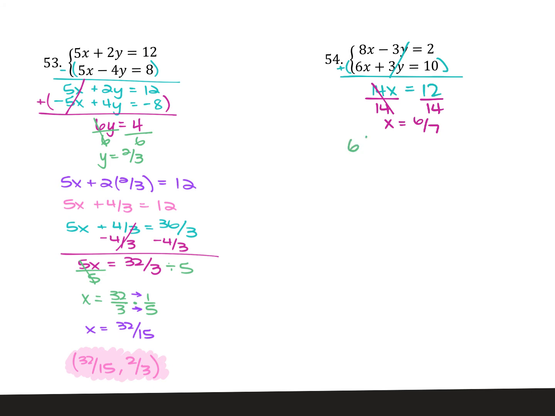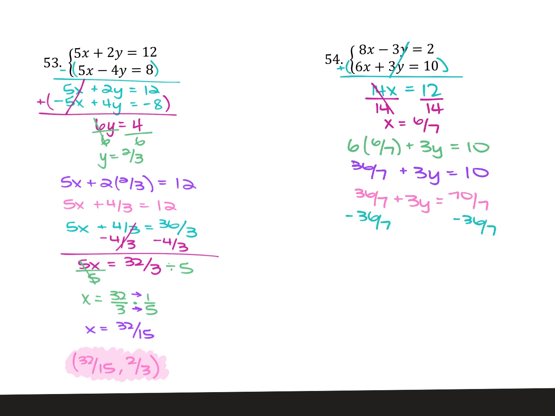This is going to give us 6 times 6 over 7 plus 3y is equal to 10. The 6 times 6 over 7 is 36 over 7 plus 3y is equal to 10. That 10 has to turn into something over 7, so it's going to be 36 over 7 plus 3y is equal to 70 over 7. We're going to subtract the 36 over 7 from each side. This gives us 3y is equal to 70 minus 36 gives us 34 over 7.